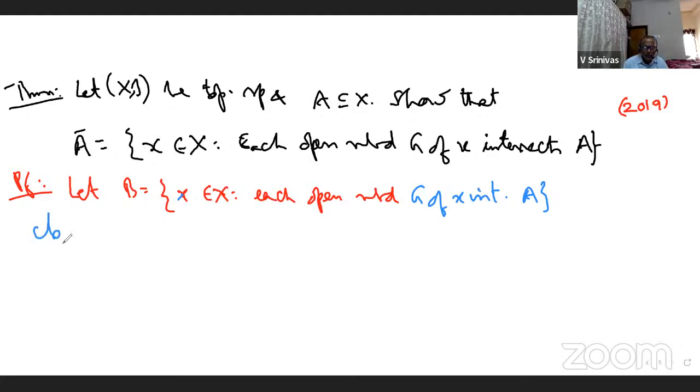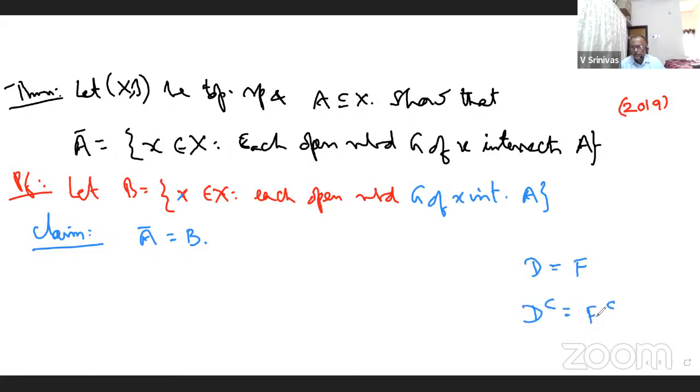So we have to show that the closure of A is equal to B. We'll use one technique. If you have to show a set D is equal to F, it is enough to show D complement is equal to F complement. To show two sets D and F are equal, you show that their complements are equal. Then this follows. So to show that the closure of A is equal to B, we'll go for the complements. Dealing with complements will be helpful in this particular theorem.